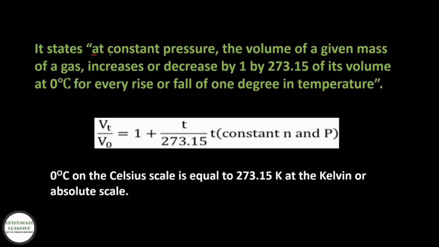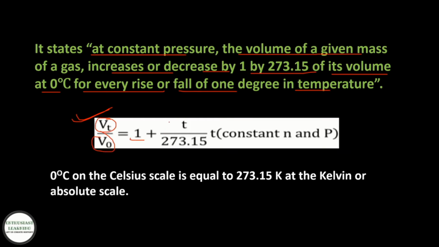It also states that at constant pressure, the volume of a given gas increases or decreases by 1 by 273.15 of its volume at 0 degree Celsius for every rise or fall of 1 degree in temperature, which means that Vt by V0 is equal to 1 plus t upon 273.15, where n and P are constant. Also, 0 degree Celsius on the Celsius scale is equal to 273 Kelvin on the Kelvin or the absolute scale.